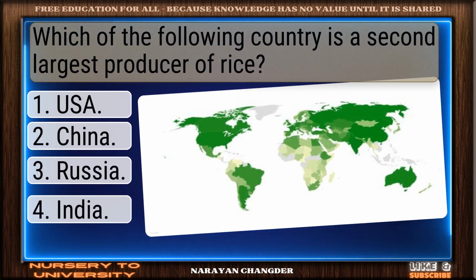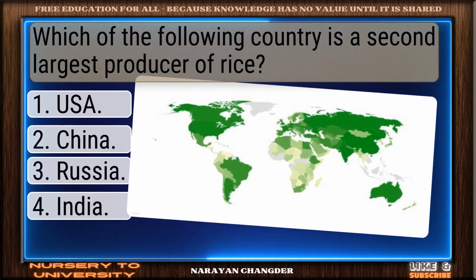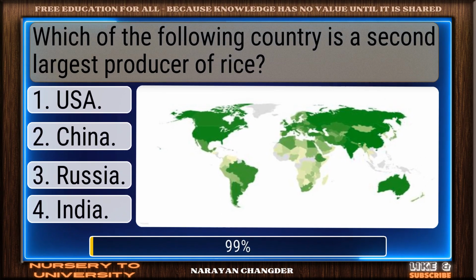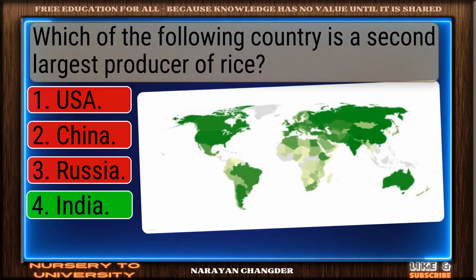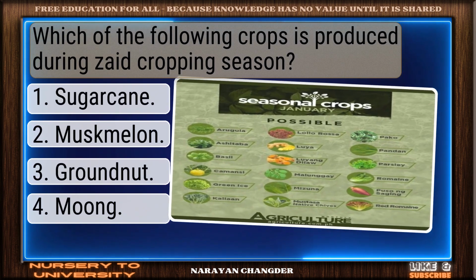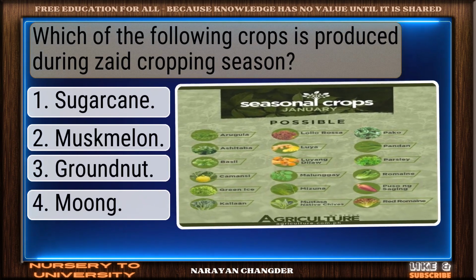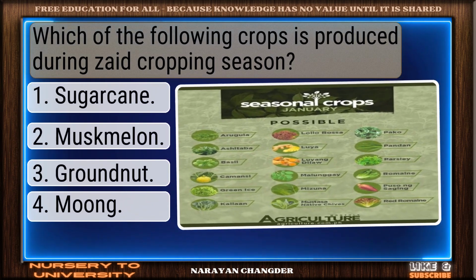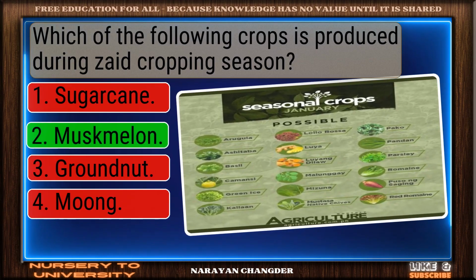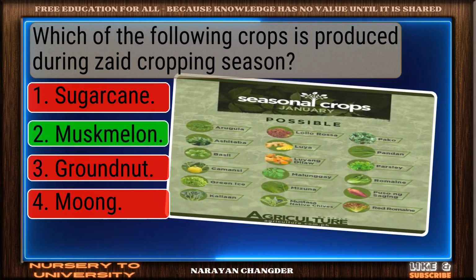Which of the following country is the second largest producer of rice? Excellent choice. India is right. Which of the following crops is produced during Zaid cropping season? Bravo. Muskmelon is the answer.